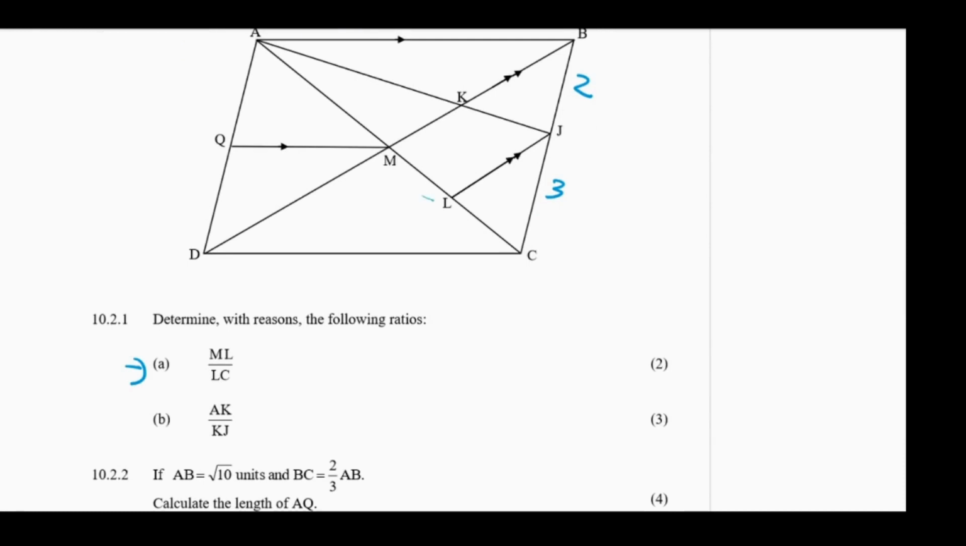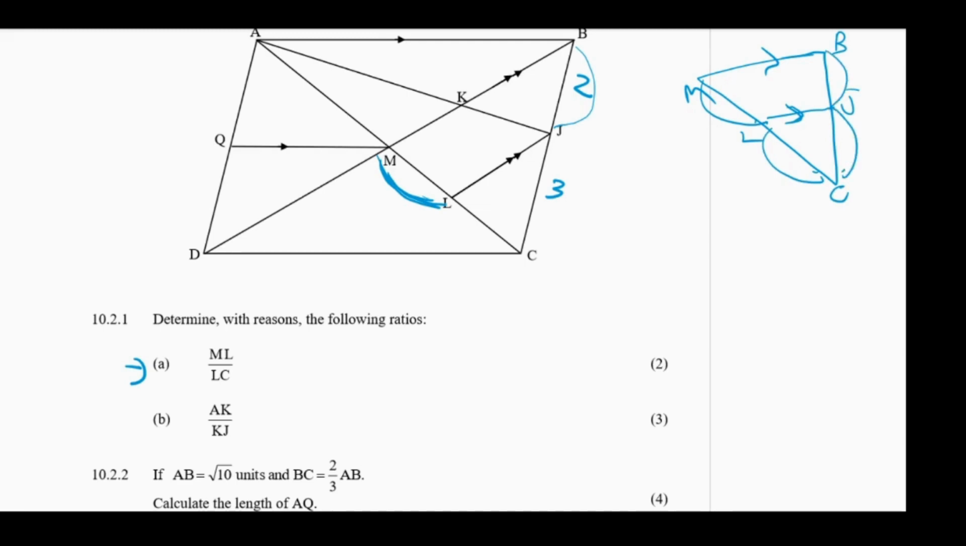So this is ML, right? So meaning the ratio of ML, it's going to go with this 2 here, right? If you take a look, we are having the triangle that looks like this, and this is M, this is L, this is C, this is B, this is J. So these are parallel. So when these are parallel, then the ratios would be equal, right?